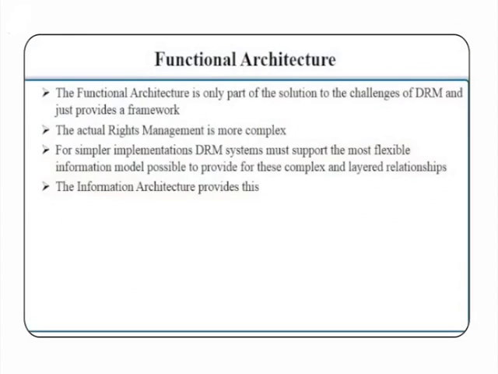The functional architecture is only part of the solution to the challenges of the DRM and just provides a framework. The actual rights management is more complex. For simpler implementation, a DRM system must support the most flexible information model possible to provide for this complex and layered relationship. The information architecture of DRM provides these features.